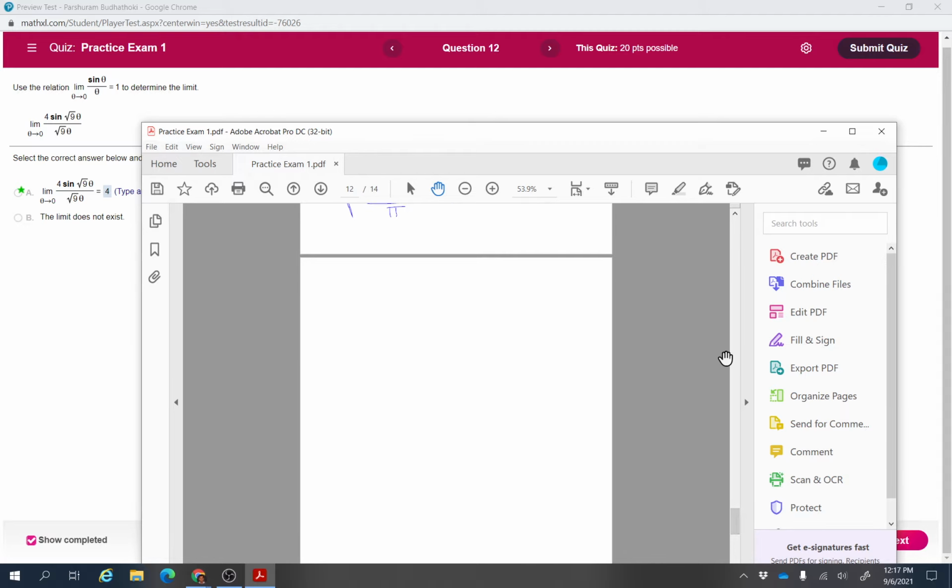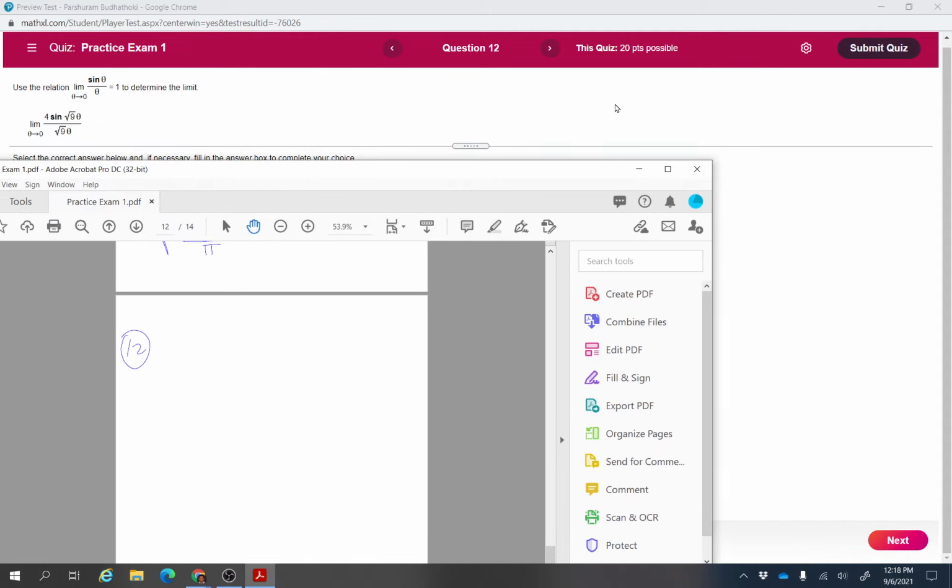This is problem 12. Problem 12. So look at here. Whenever you look at the problem, we need to find the limit of 4 times sine of square root of 9 times theta over square root of 9 times theta. So think about this. This square root of 9 times theta, you can simplify. Square root of 9 is actually 3 theta. So this is eventually sine 3 theta over 3 theta.